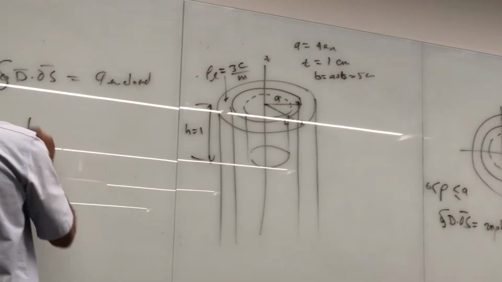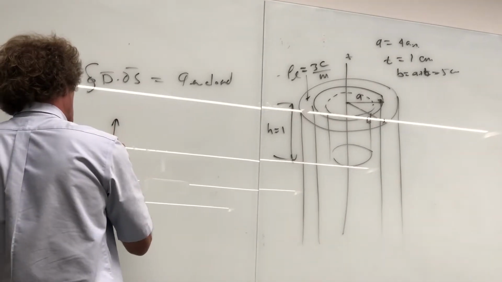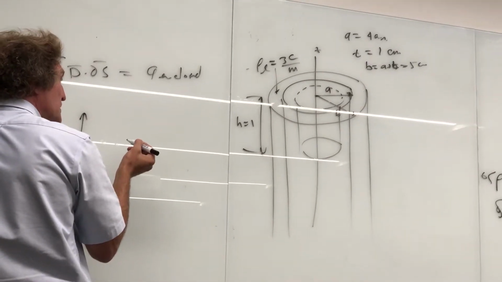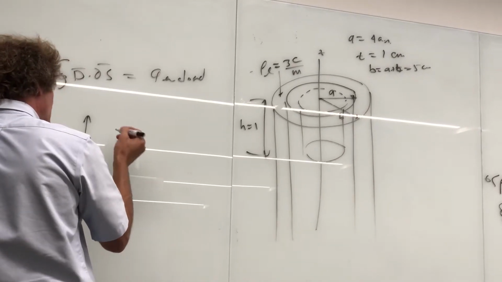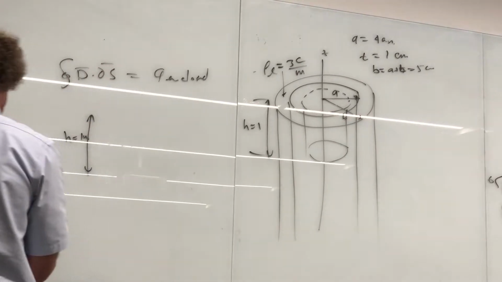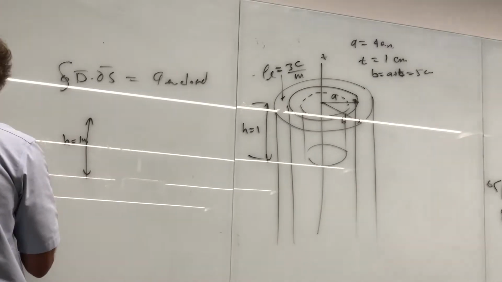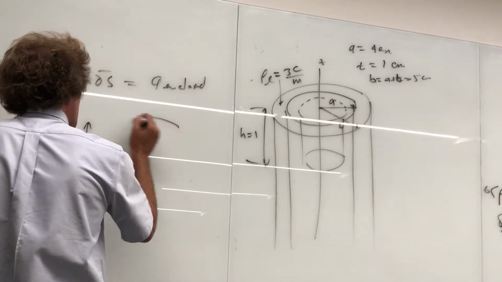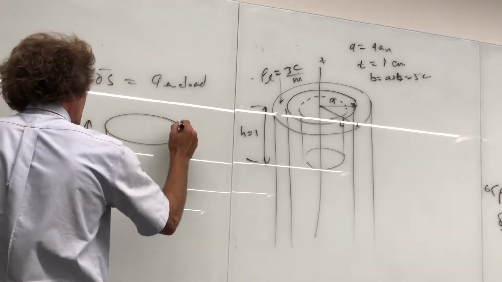So if we take a height of 1 meter, we know there's 3 coulombs of charge evenly distributed within there. So we can say that Q inside that 1 meter height is 3 coulombs. Now how much volume is there? I'm going to try to draw this. Really what I have is this.